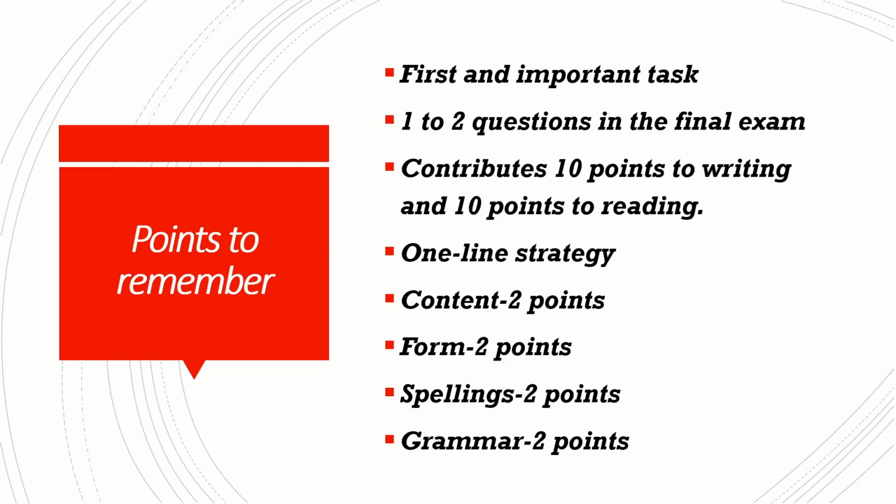But in case you made more than one mistake or more than two mistakes, then you will get 0 points in the case of grammar. And if you are correcting all the points like content, form, spelling and grammar, then you can get 10 out of 10 in the case of the summarized written text.